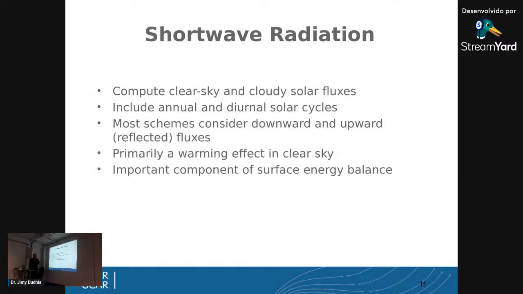Then we go to shortwave radiation. So again, it's very similar to long wave in that we compute the clear sky and cloudy fluxes. Of course, the shortwave includes the annual and diurnal solar cycles. So the model computes the solar angle at every time step. And most schemes consider downward and upward reflected fluxes. It's primarily a warming effect in clear sky of 3.1 degrees per day. And it's an important component of the surface energy budget, of course, because of the diurnal cycle and the land surface heating.